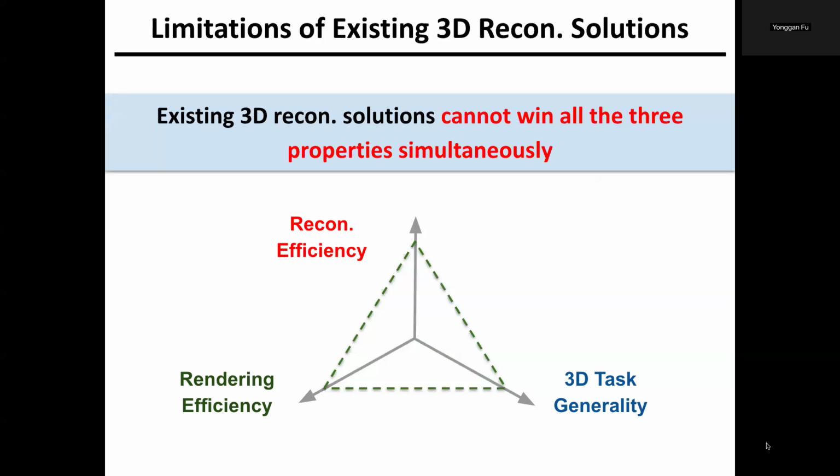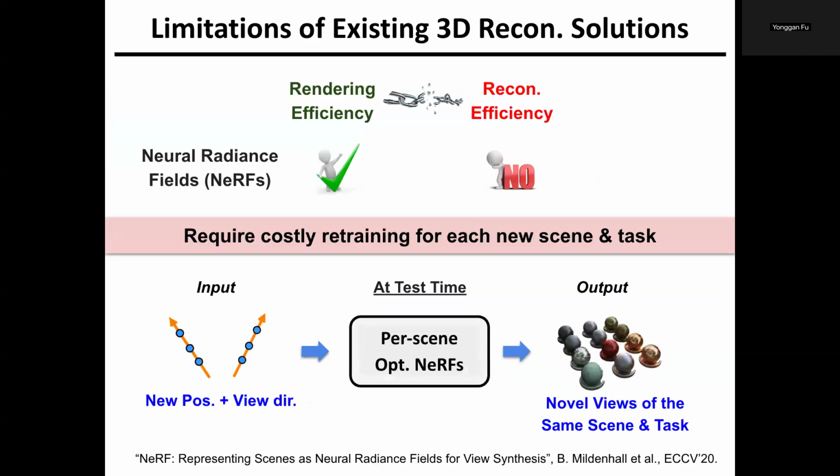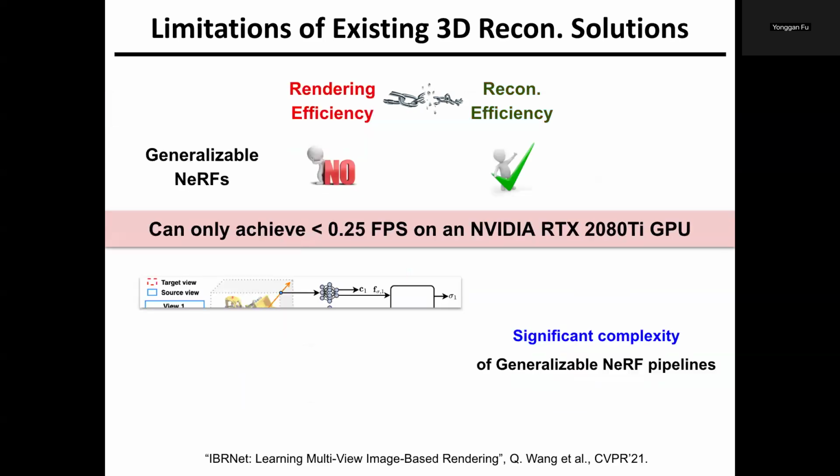However, existing 3D reconstruction solutions still cannot win all the three properties simultaneously. For example, vanilla neural radiance fields, or NeRFs, can be rapidly rendered when combined with advanced scene representations, while they have to be retrained for each new thing or new task, meaning that their reconstruction efficiency is poor.